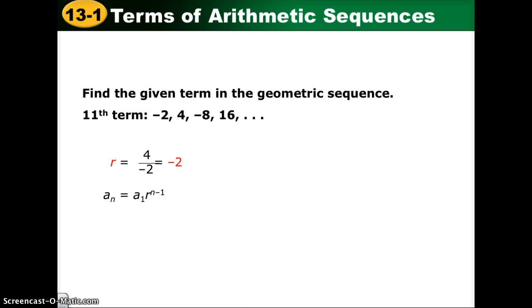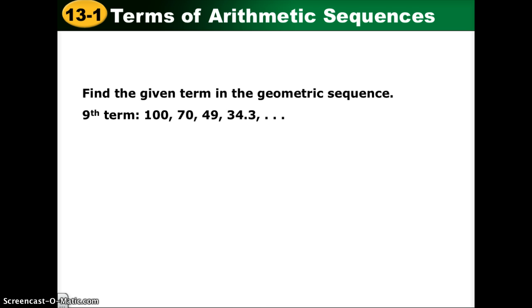So if we look at this in terms of the formula, first we need to get the common ratio. Well, 4 divided by -2 is -2. That's our common ratio. Now we plug our numbers in. A sub 11 equals -2, because that's the first term, times the ratio of -2 to the 10th power, because our power will be the term minus 1. We do the exponent first. That's how we get 1024. And we multiply by -2 to get -2048.